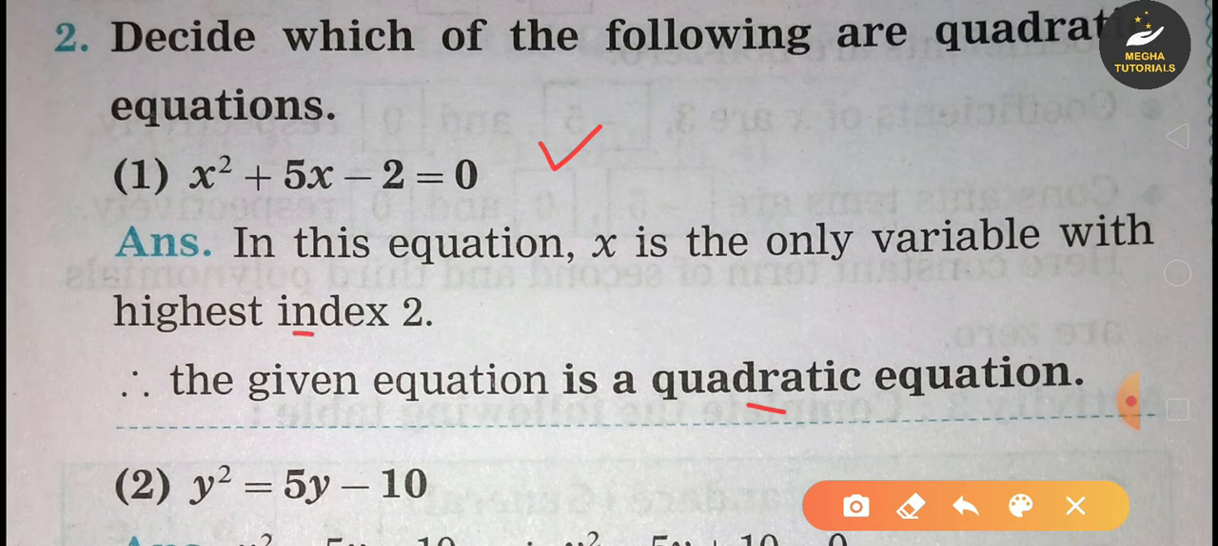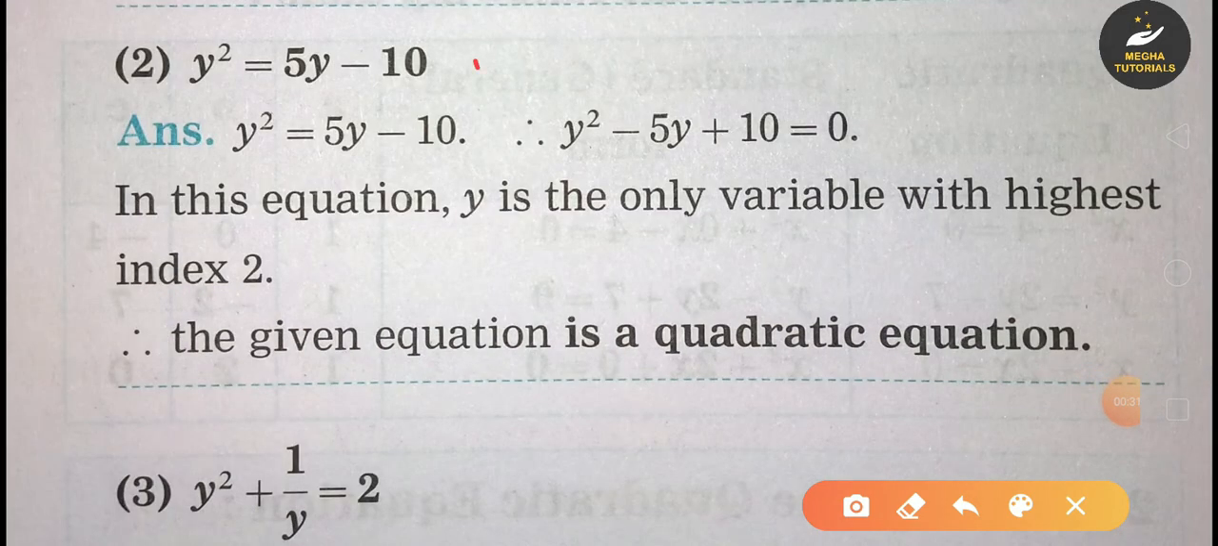Okay, index means degree. Next, y square is equal to 5y minus 10. You can write this equation in the standard form using transposition. So we can write y square minus 5y plus 10 is equal to 0. So this equation is in one variable y and highest degree is 2. Therefore this is also a quadratic equation.